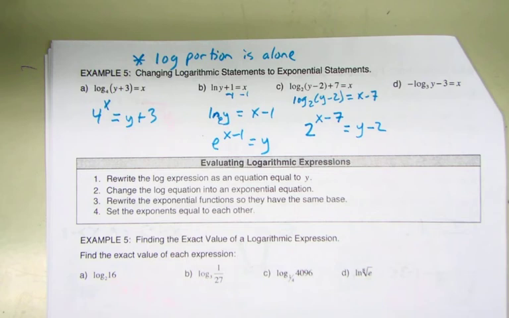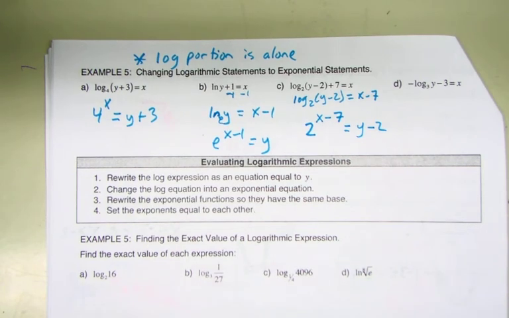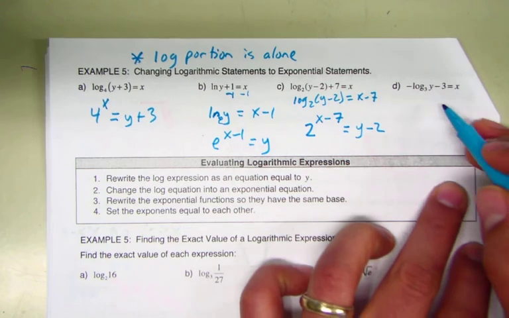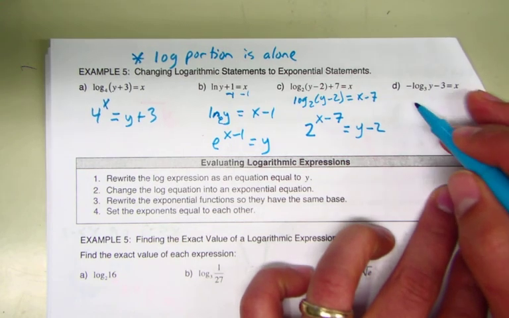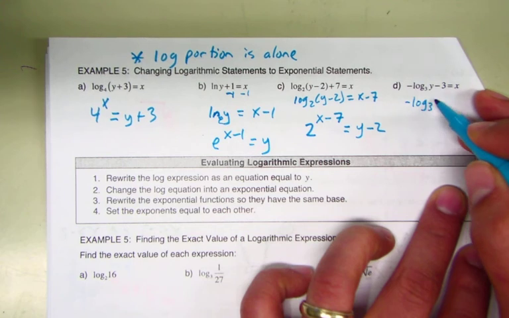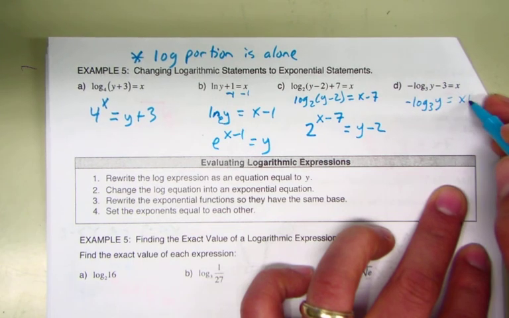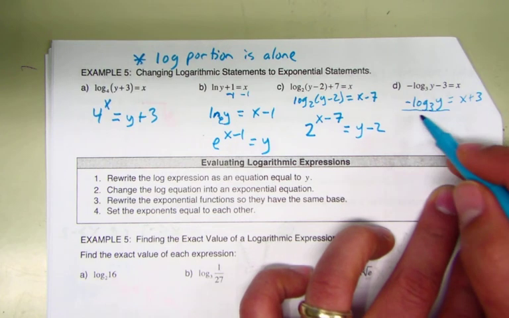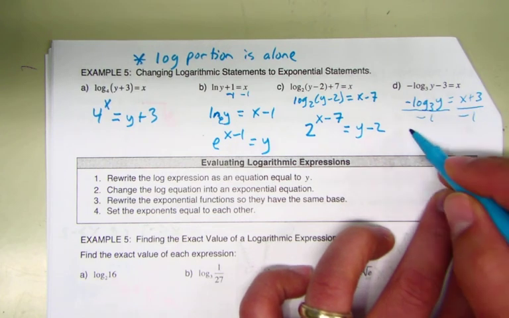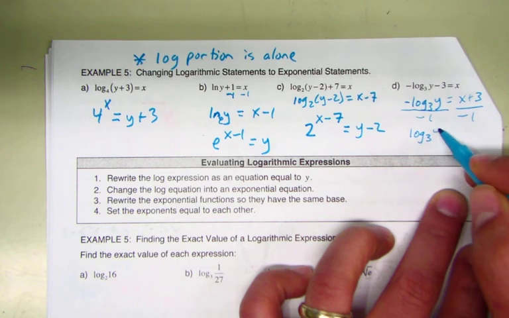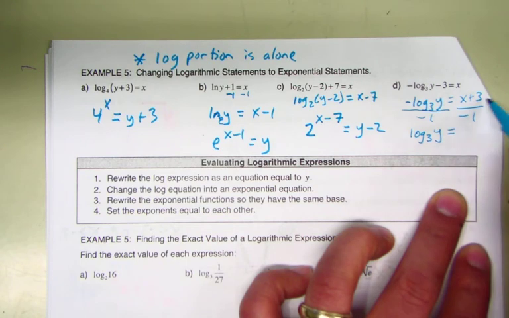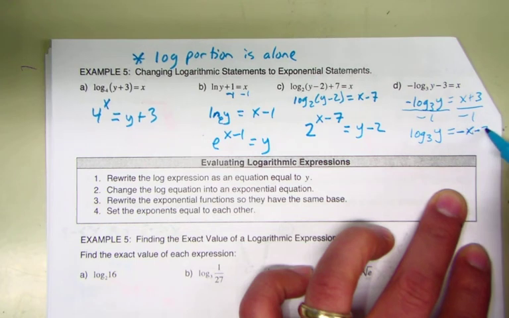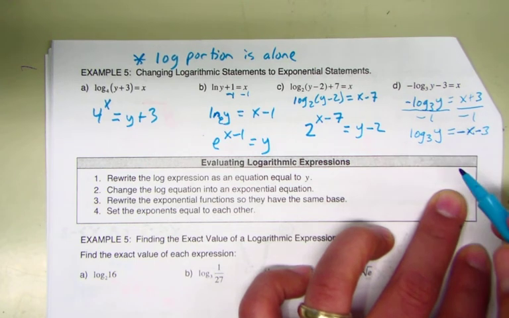Good. Right now we're not solving anything yet. We're just getting really good at switching it. Okay, because that's going to be a big part of solving these eventually. Here we got a couple of things going on. What do I do first? Add 3. So it's x plus 3 on the right. And then we can get rid of that negative by dividing by negative 1. So now it's log base 3 of y. And we can just make all of these negative then, right? Negative x minus 3. And now we can switch it finally. So what is it?